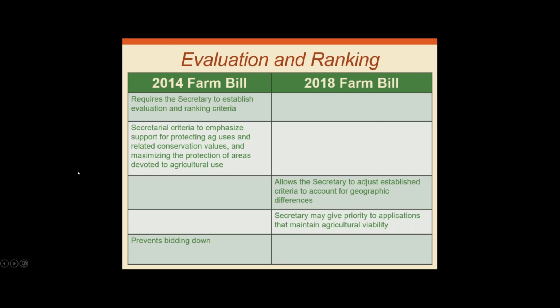The next section of the bill is the evaluation and ranking section. There aren't a lot of changes to the existing language, but there is some additional language here that allows the Secretary to adjust the criteria established to better account for geographic differences in the way farming is done from state to state. So we're hopeful that that will provide additional flexibility in ranking projects. There's also some language that states that the Secretary may choose to give priority to applications that maintain agricultural viability. And there's some additional detail about what components of agricultural viability are that are included in the report language, anything that might enable the producer to productively operate a farm, maintain a long-term affordability, and maintain the land in a way that enables its future use by the next generation of farmers and ranchers.